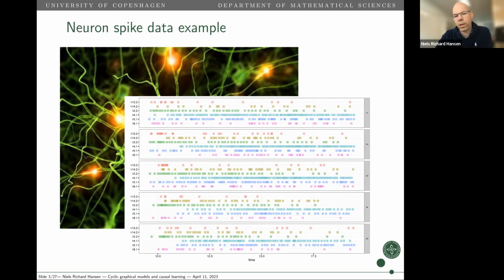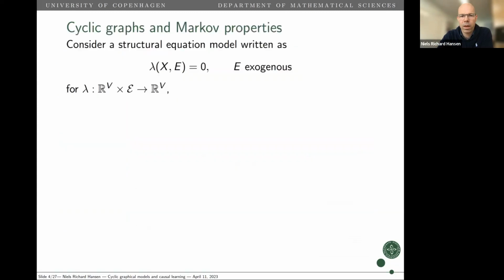When I started looking at data like this, I was reading literature where people were estimating networks, and the natural question was, what do these networks actually mean? Do they have a causal interpretation? And there are definitely cycles in these networks. So let me turn back to some early results in this area. We can look at a structural equation model.